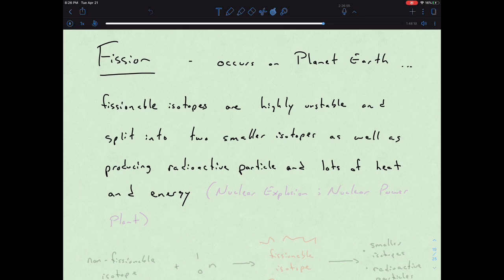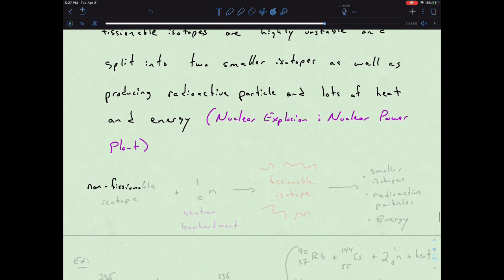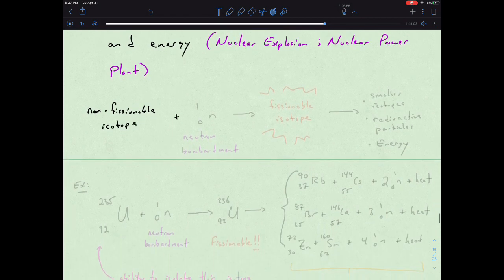Right? And so this is what we're talking about in terms of a nuclear explosion, or us using it as a power source. So this basically occurs with these really fissionable isotopes, and that's always the problem with the world today: getting your hands on fissionable material. So you can start with basically a non-fissionable isotope, and with neutron bombardment, you can generate a fissionable isotope.